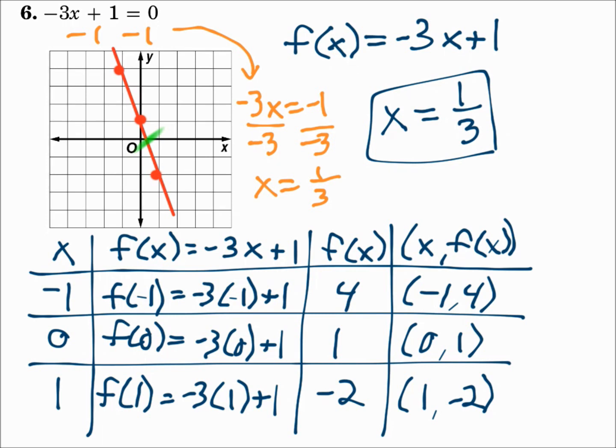So just remember, for all of these, get your equation set equal to 0, and to do that, get everything on one side with a 0 on the other side. Replace the 0 with a f of x and make your table. An x column with negative 1, 0, and 1. An f of x equals whatever it equals column. An f of x column, and your ordered pair column. Work those out, plot the points, and the x-intercept is going to be your final answer.